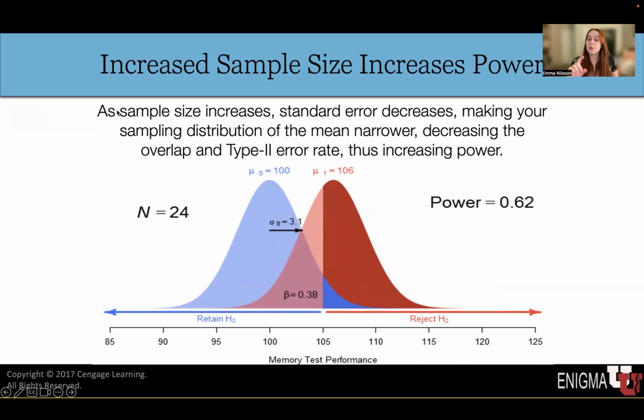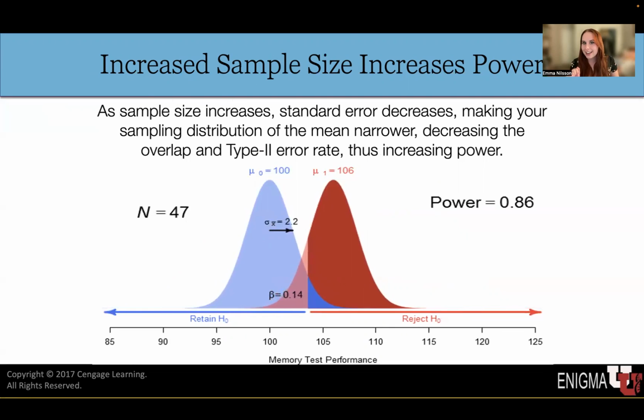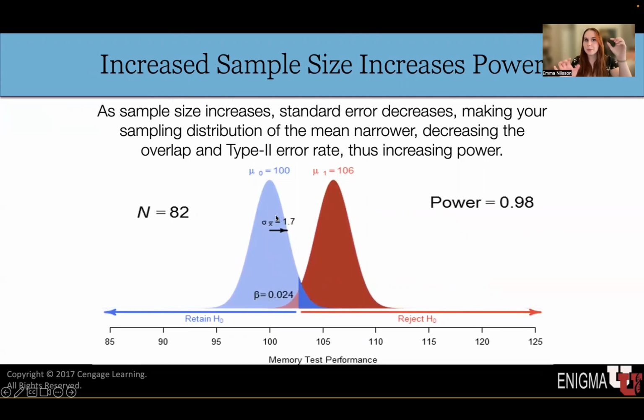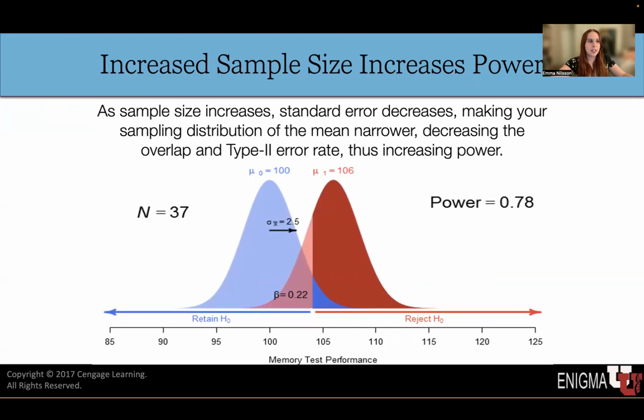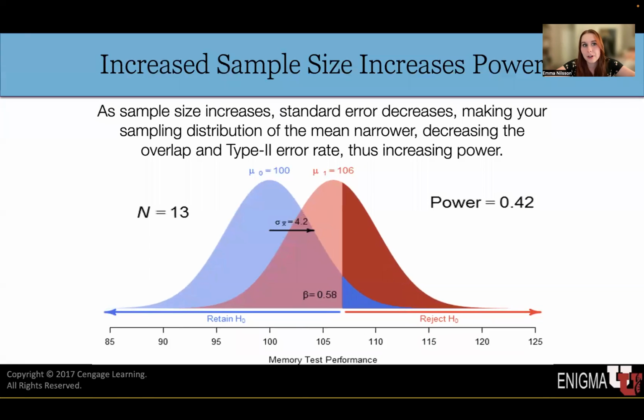This, however, is something we can change when we're looking at increasing power: increasing our sample size. As you increase your sample size here, what that does is it decreases your standard error, which makes the mean of your sampling distribution narrower, which decreases the overlap here, which decreases your type 2 error rate, which then also increases your power. This is actually going to be a very helpful strategy for when you want to increase power.